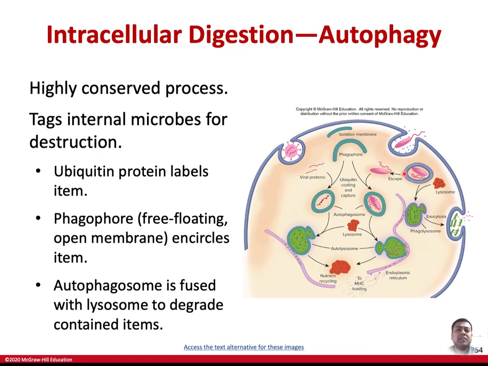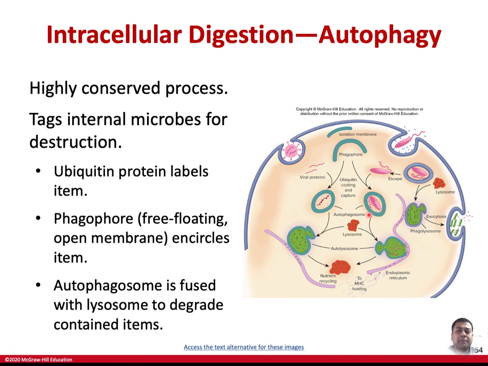Intracellular parasites such as viruses and bacteria that escape the phagosome are captured by free-floating membranes that form the phagophore. So the cytosolic ubiquitin molecules coat the intracellular invaders and their macromolecules such as viral RNA, and these ubiquitinated particles are then surrounded by this phagophore to form what is called an autophagosome.